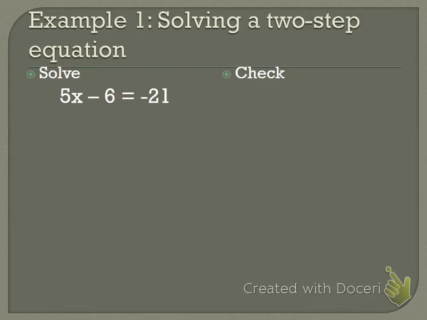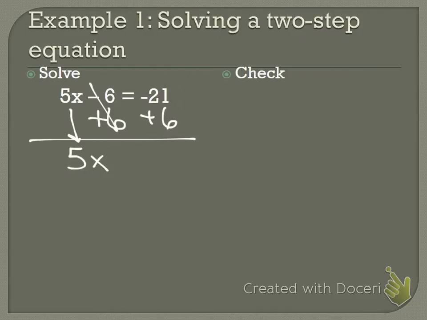So how can I get negative 6 to cancel out? I still do inverse operations. What's the opposite of negative 6? Positive 6. Very good. So I add 6 to both sides. Step 1. This cancels, and I bring down what's left on the left side. I haven't done anything to the 5x yet. Now what's negative 21 plus 6? Negative 15.